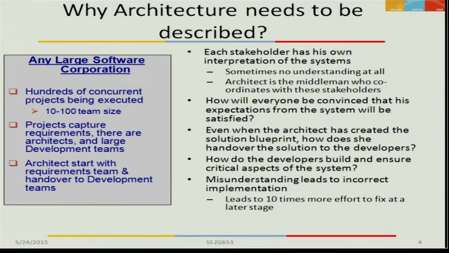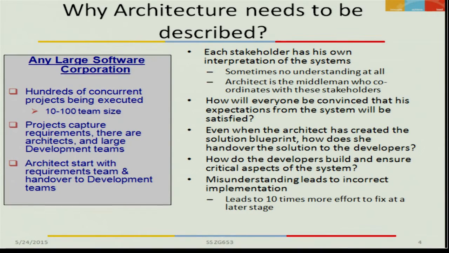So let's look at a very fundamental question: why do we really need the architecture to be described? On the left hand side, if you see, I have put a box, and then I have provided a list of some important characteristics of a large corporation. So typically in a large corporation, there are hundreds of concurrent projects that are being executed by different teams. Team sizes vary, could be 10, could be even 100.